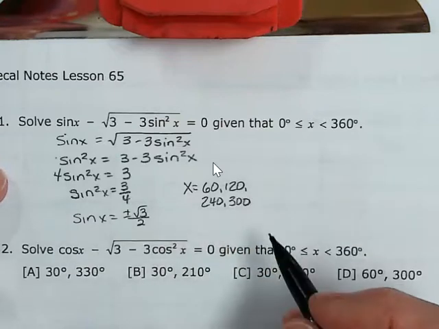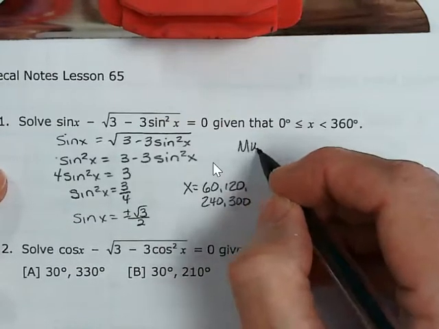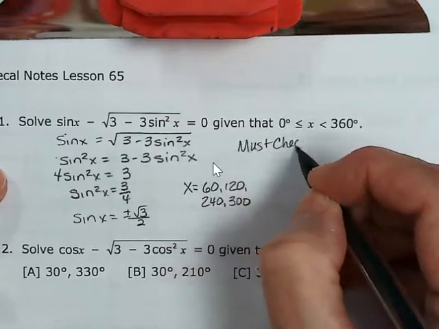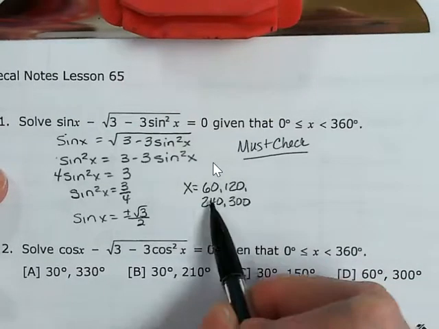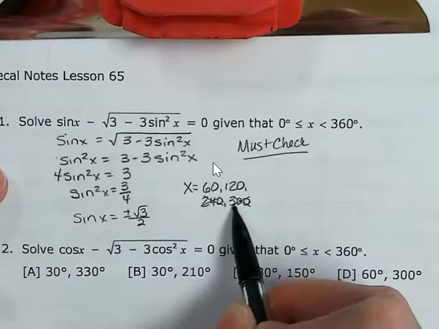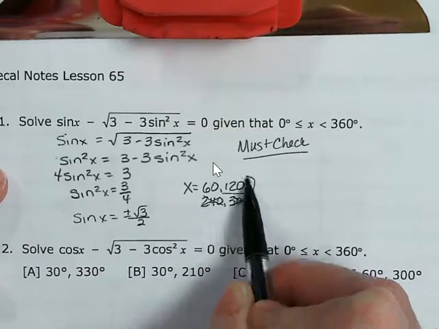But remember, you must check your answers because it has a radical. And when you do go back and check this, you'll find out that these do not work out. So you end up with just these two answers.